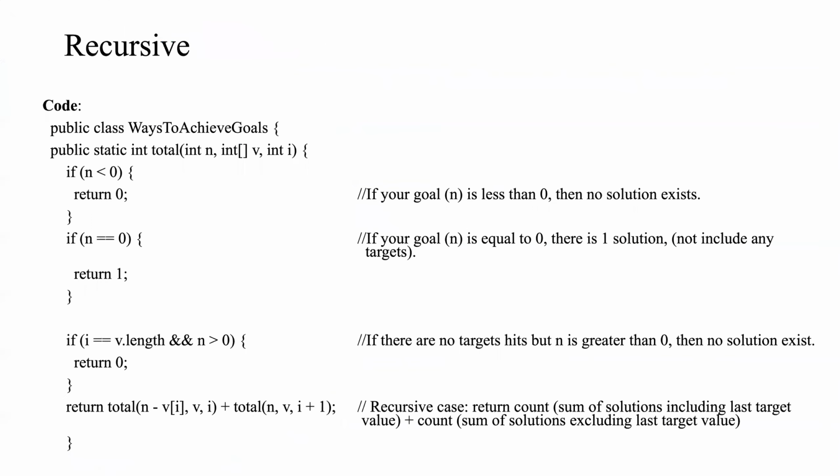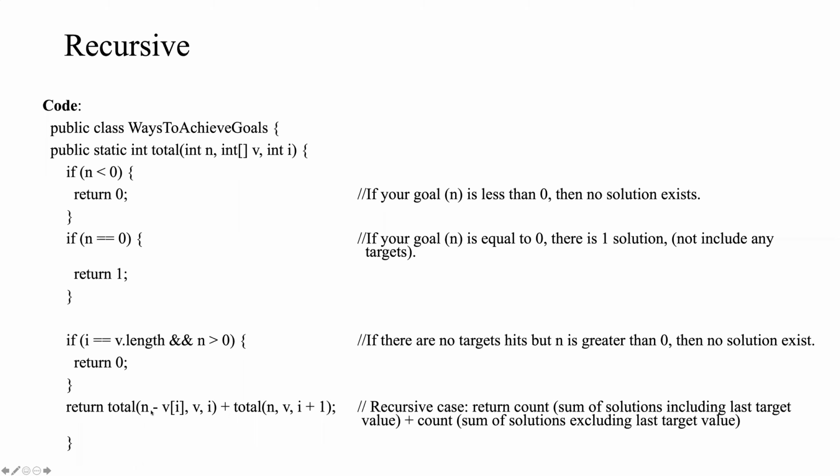Here is the recursive code. As you can see, checking this part, if your goal is less than 0, then no solution exists, return 0. If your goal is equal to 0, there is one solution, which is not including any targets, return 1. If there are no targets left but n is greater than 0, then no solution exists, return 0 here.